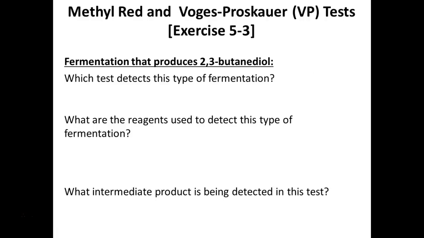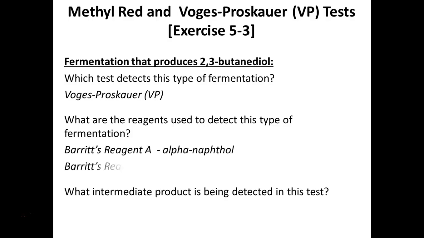So fermentation that produces 2,3-butanediol. Which test? The VP, the Voges-Proskauer test. What reagents did we use? We used two, didn't we? We used Barritt's reagent A and B, alpha-naphthol, and potassium hydroxide, which remember is a very strong base, which is why we definitely wanted to wear gloves. I won't make you spell these on the test, but you do need to be able to recognize the reagents that we use.